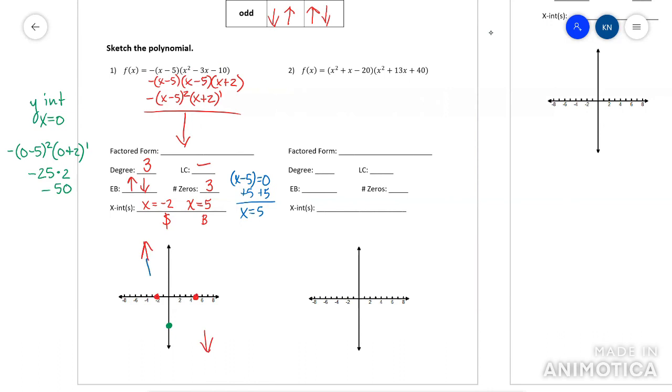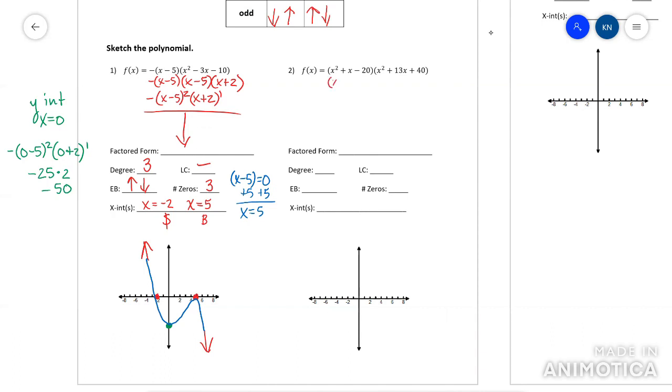So like at negative 2, I have to cut straight through there. I have to hit my y-intercept, and then I have to bounce off at negative 5. And that's all you would do for that line. Okay, moving right along, this next one, factor it fully.